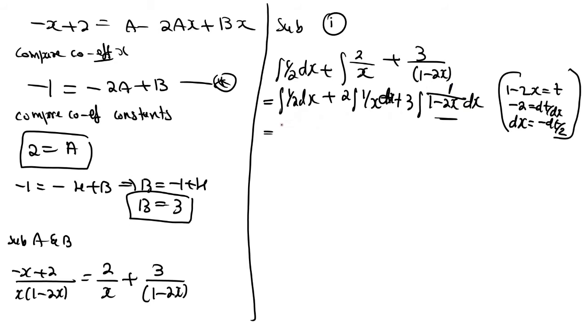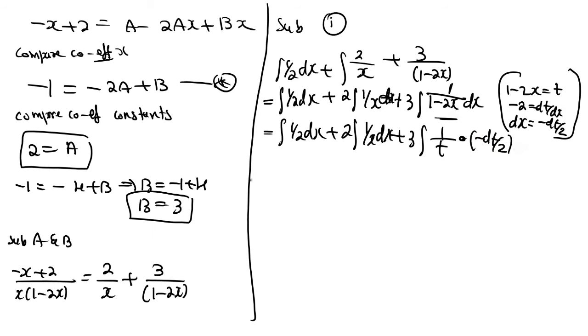Now integration of 1 by 2 into dx plus 2 into integration of 1 by x into dx plus 3 into integration of 1 by t, where 1 minus 2x is t, right? Into dx value, which is minus dt divided by 2. Now integrate 1 by 2 into dx is x, plus 2 into the integration of 1 by x, that is equal to log of mod x, plus 3 into the integration of 1 by t, which is equal to log of mod t.